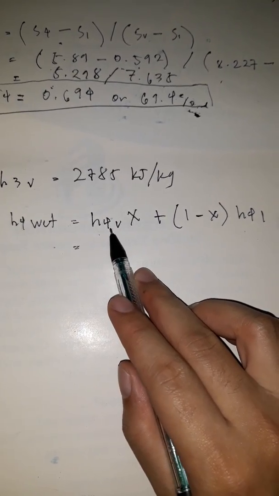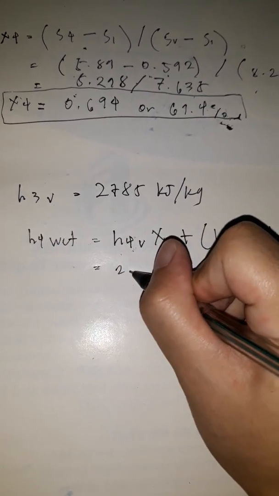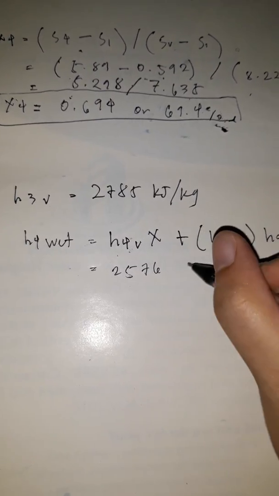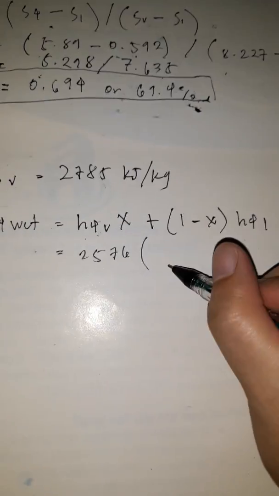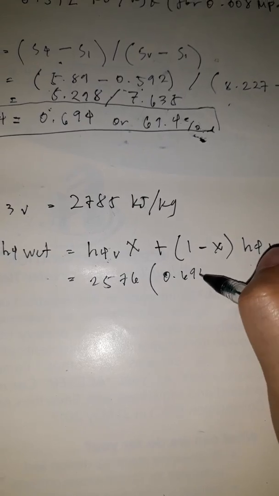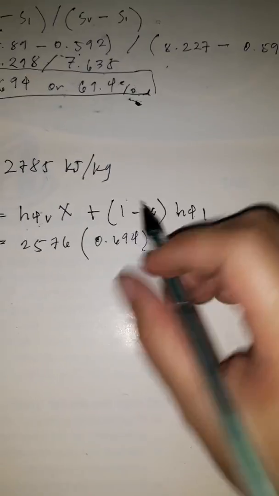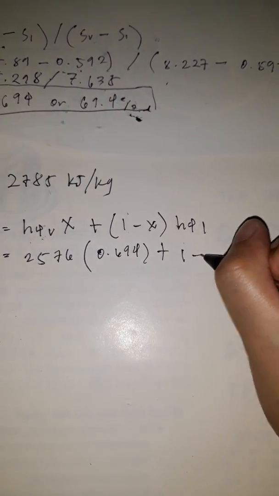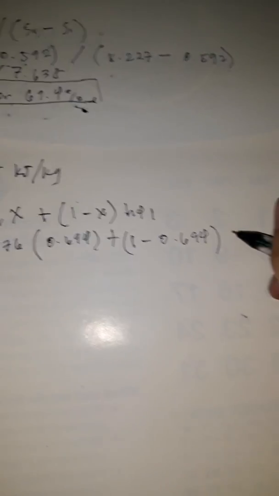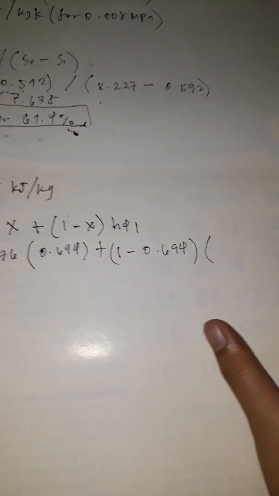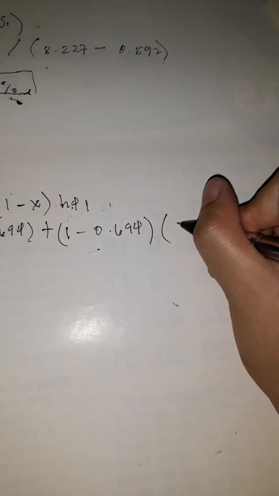We'll find this in the steam table, which is 2.256 times the vapor quality 0.694, plus 1 minus the vapor quality 0.694, times this value in the steam table, which is 174.